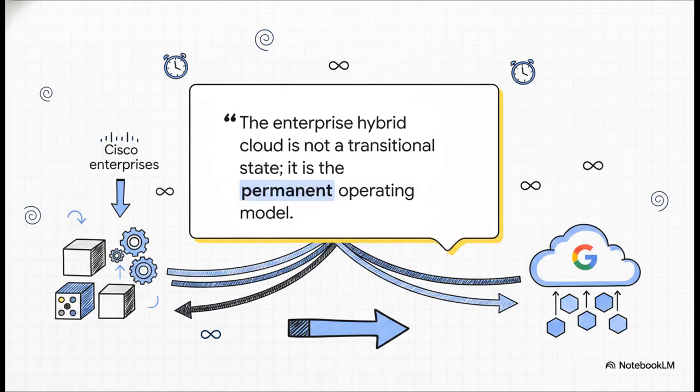First things first, let's get one thing straight. Hybrid cloud isn't just a phase we're going through. For pretty much every large enterprise out there, it is the permanent operating model. It's the new normal. And that means getting this network architecture right from day one isn't just some quick fix. It's a foundational, long-term strategic decision.